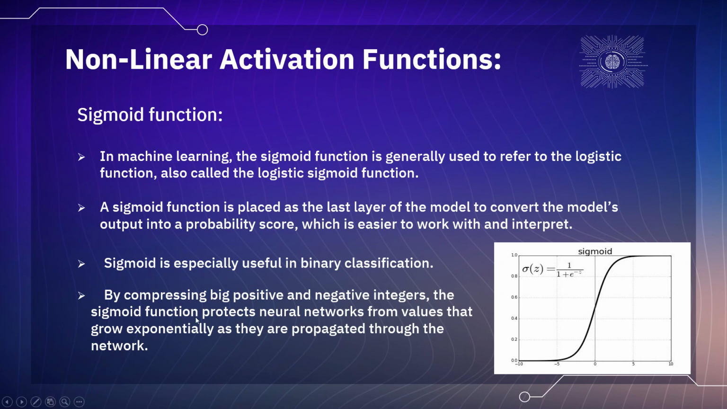Additionally, by squashing large positive and negative numbers, sigmoid saves neural networks from values that become exponentially larger as they are propagated through the network.